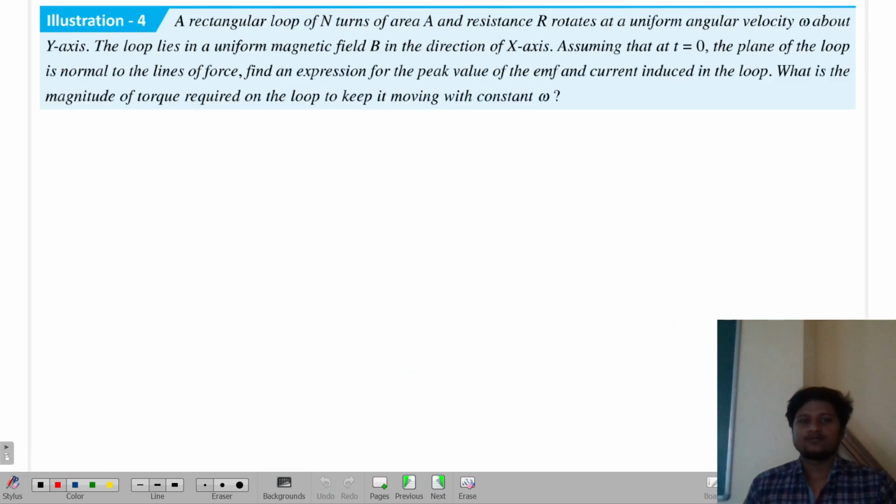Do the next question, question number 4. A rectangular loop of n turns, area A and resistance R rotates with angular velocity omega about the y-axis. Got it or not? The loop lies in a uniform magnetic field B in the direction of the x-axis. Assume that at t equal to 0 the plane of the loop is normal to the lines of force. Find the expression for the peak value of EMF and the current induced in the loop. What is the magnitude of torque required on the loop to keep it moving with constant velocity omega? Do it. Draw the diagrams first.